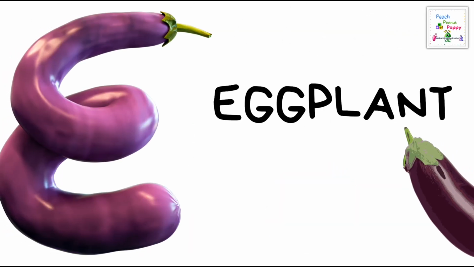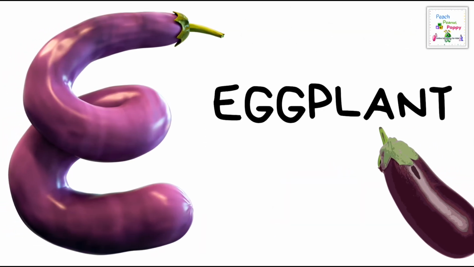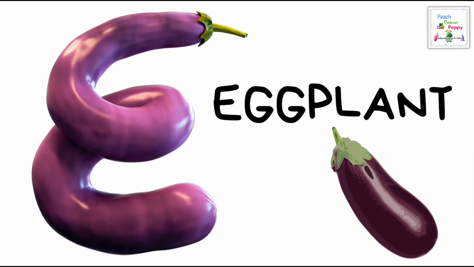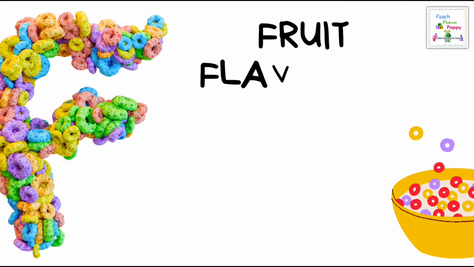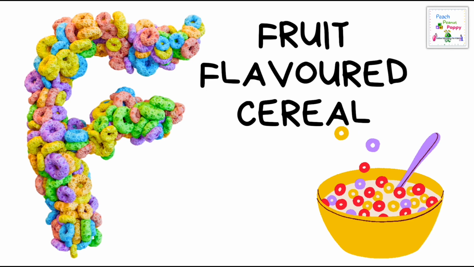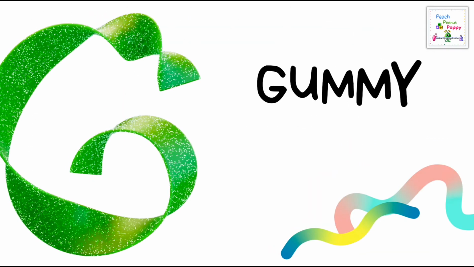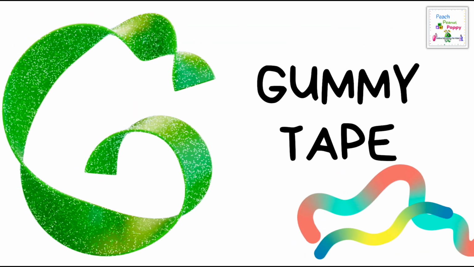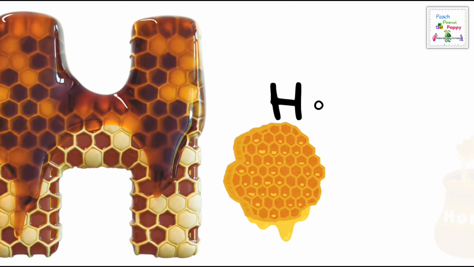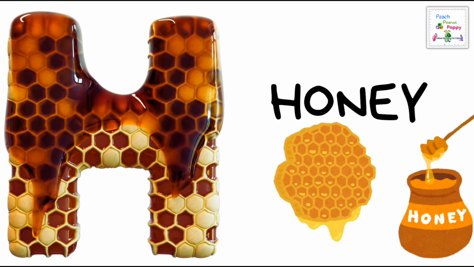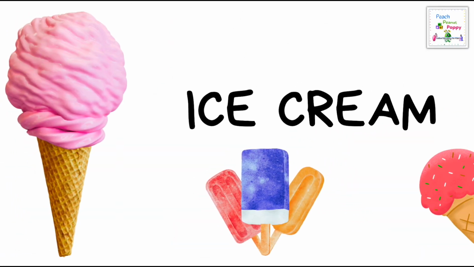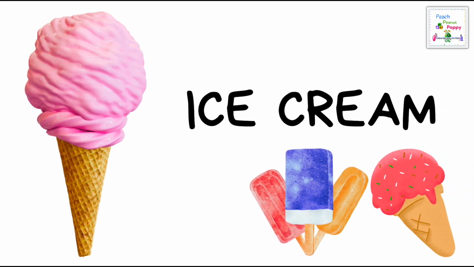E for eggplant, which can also be pronounced as eggplant. Eggplant or eggplant. F for fruit-flavored cereal. Fruit-flavored cereal. G for gummy tape. Gummy tape. H for honey. Honey. I for ice cream. Ice cream.